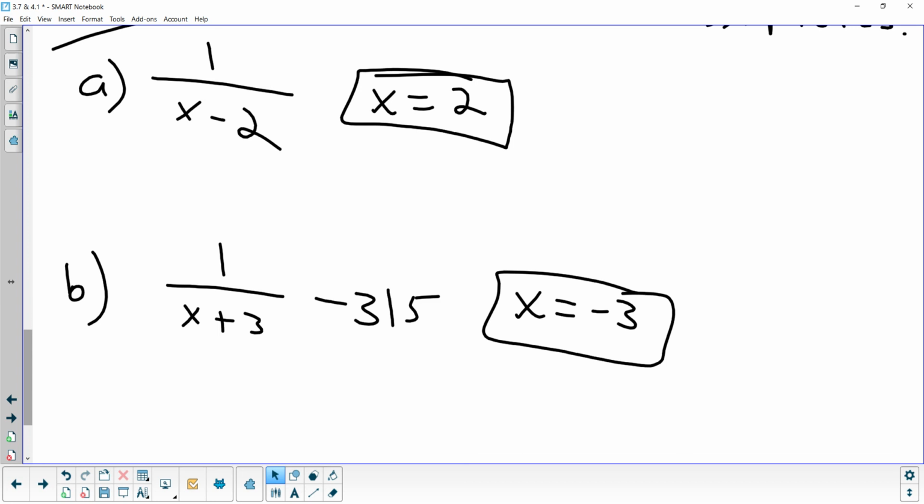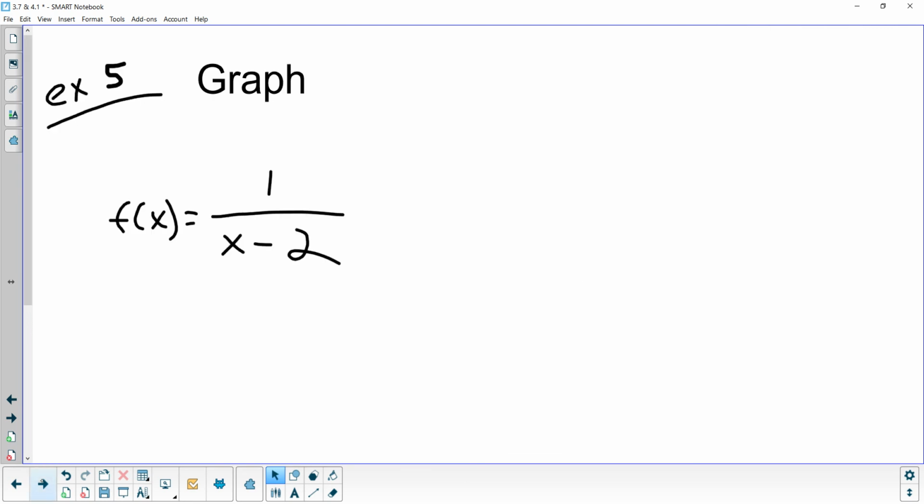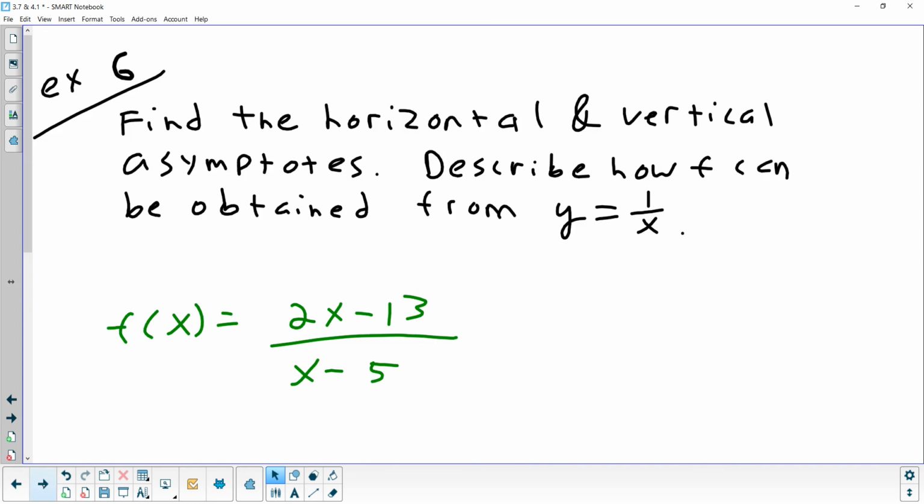Yeah? X equals -3. Right, I'm trying to point out that it doesn't matter if you add or subtract something at the end. All that matters when you're finding the vertical asymptote is right there. What is the value that makes the denominator 0? And it is -3. All right, let's start graphing that one.